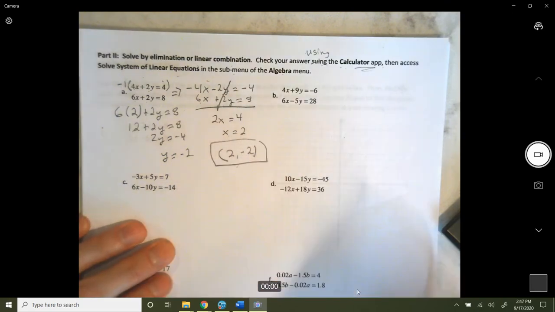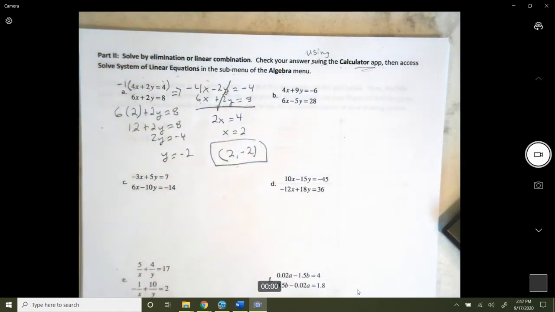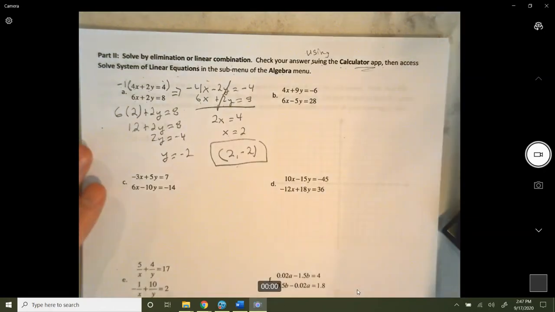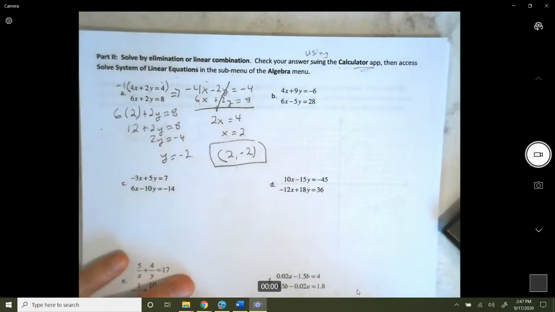So your solution is 2 comma negative 2. Okay. When we're done with these, I'll show you for one or two of them how to do these on your calculator, to check your answers.